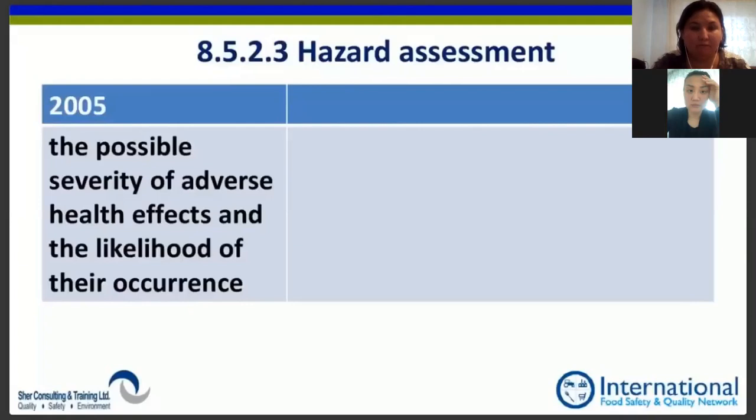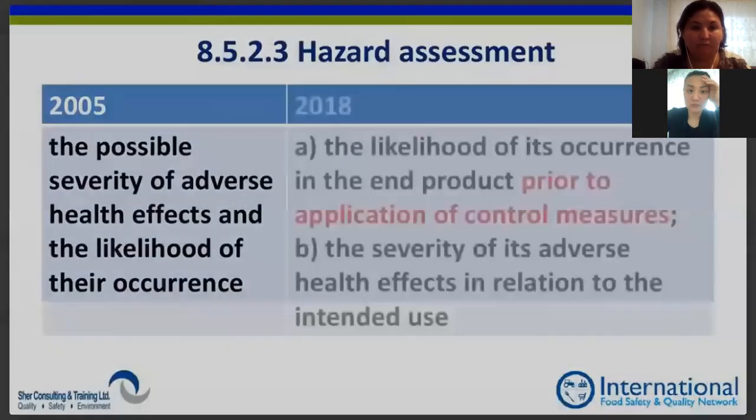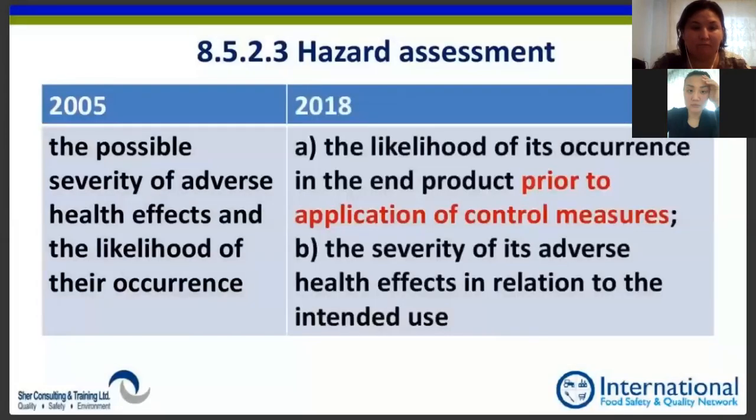In many opportunities, I've seen cases where organizations assess the severity based on the actual severity in the presence of the control measure. That's a big, big mistake, but it happened often. In 2018, it says we will base our risk on two things. A, the likelihood of its occurrence at the end product prior to application of control measures.